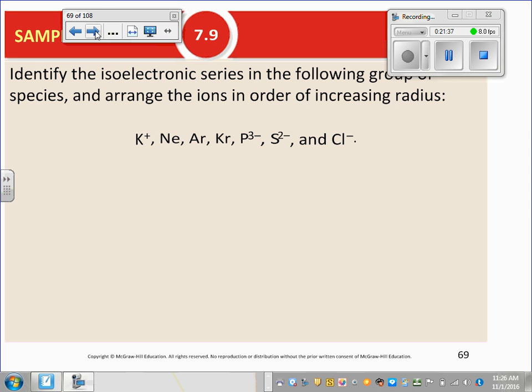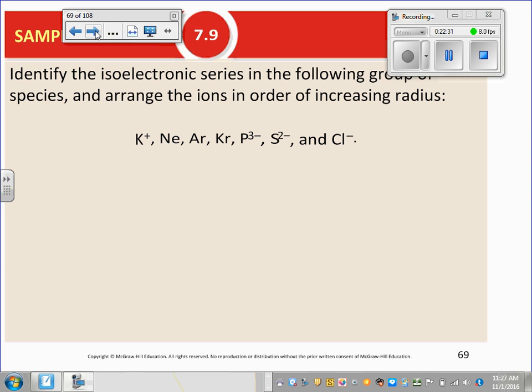First thing you do is see how many electrons. K+ has how many electrons? 18. Neon, 10, and argon, 18. Krypton, 36. P3-, 18. S2-, Cl-. All right, we see a bunch of them there have 18, so they're all isoelectronic. So I'm going to take away neon and krypton. These are all isoelectronic with each other.